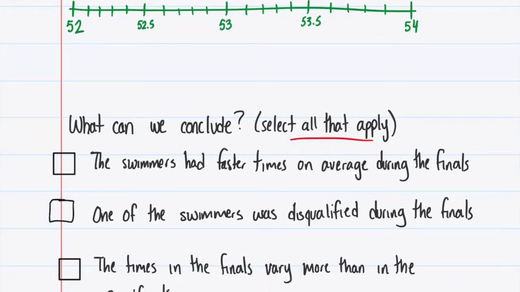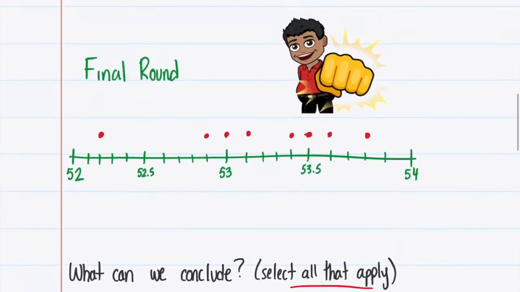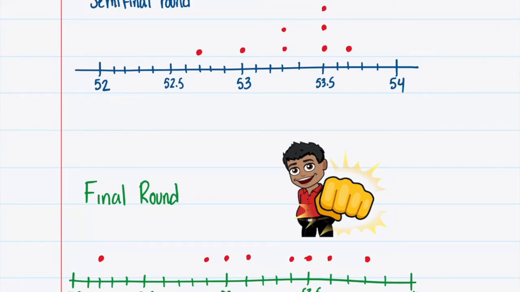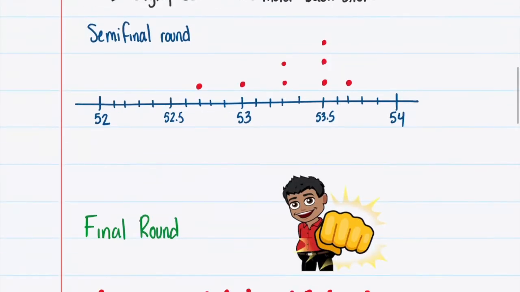Now, the swimmers had faster times on average during the finals. Well, how do we find the average of their swims? We have to do some math here. If you don't remember, to find the average, you add the total number of times of the competition of swimmers, over the total number of swimmers.